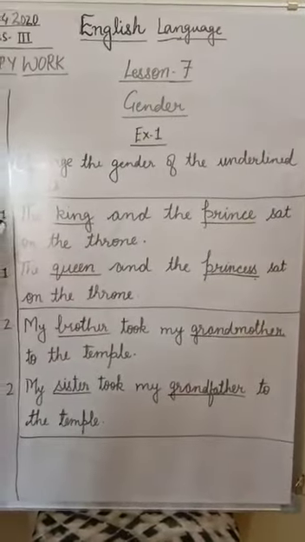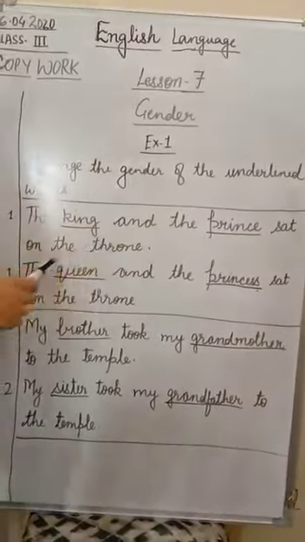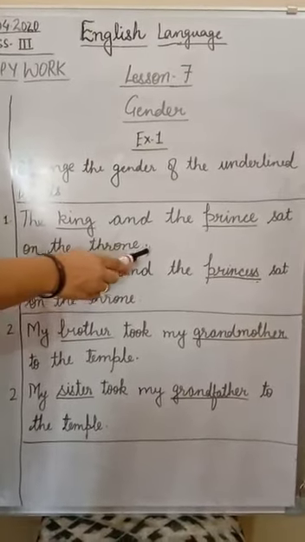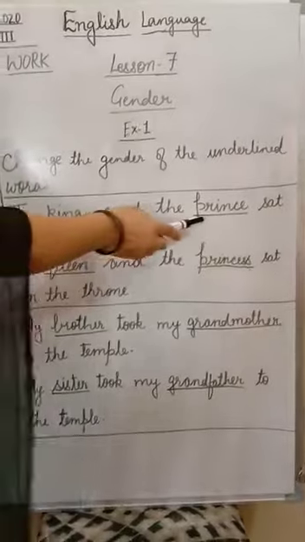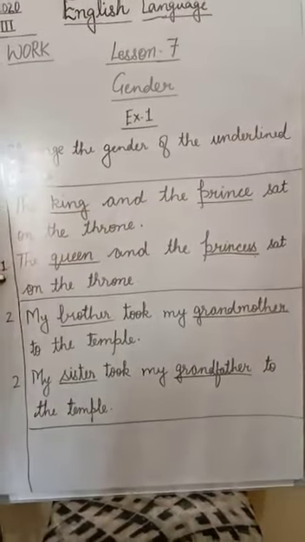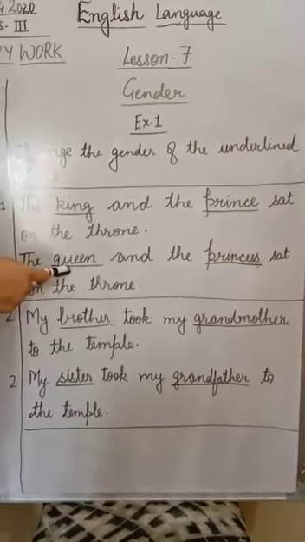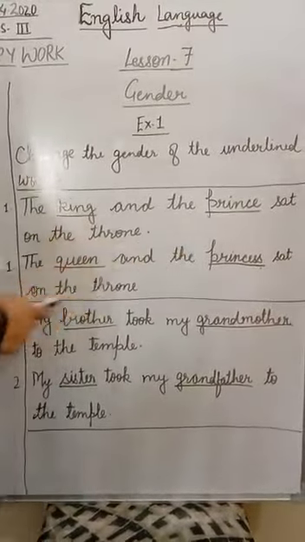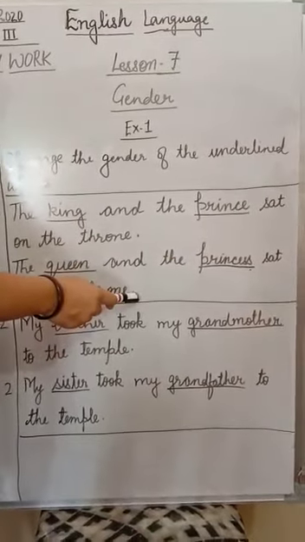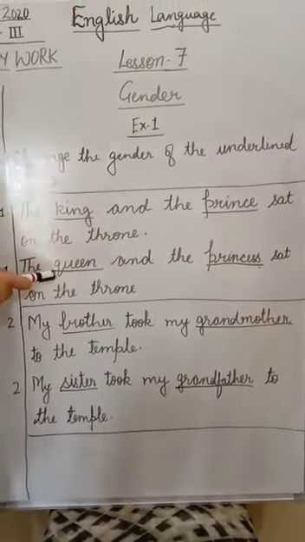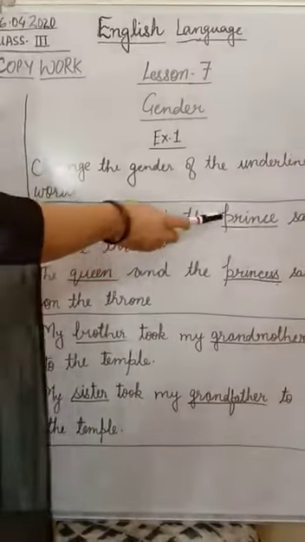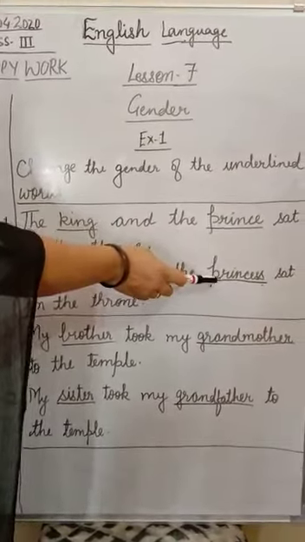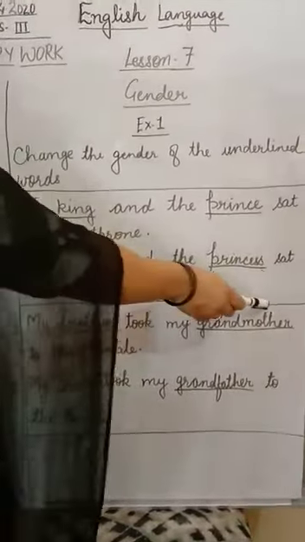Number 1. The king and the prince sat on the throne. Full stop. Here, we have to change the gender of king and prince. Number 1. The queen and the princess sat on the throne. Full stop. Here, in the sentence, we have changed the gender from king to queen and from prince to princess. After writing, please draw the finishing line.